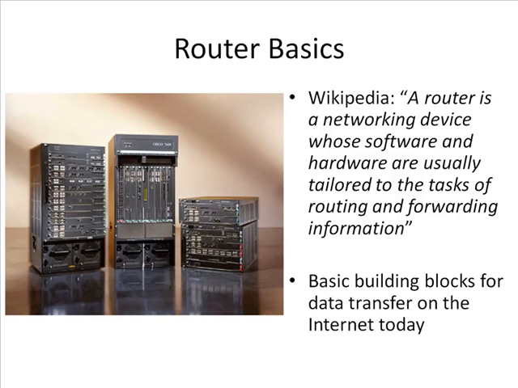So here is a bit of router basics. I'm hoping most of you are already familiar with what routers are and how they work, but here's a quick recap. According to Wikipedia, a router is a networking device whose software and hardware are usually tailored to the tasks of routing and forwarding information. In very basic terms, this means routers are the basic building blocks for data transfer on the internet. On the left hand side, I've shared a photograph of how a typical router would look. This is the Cisco 7600 router series.